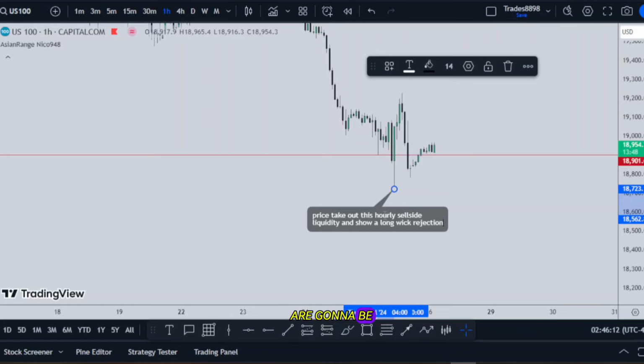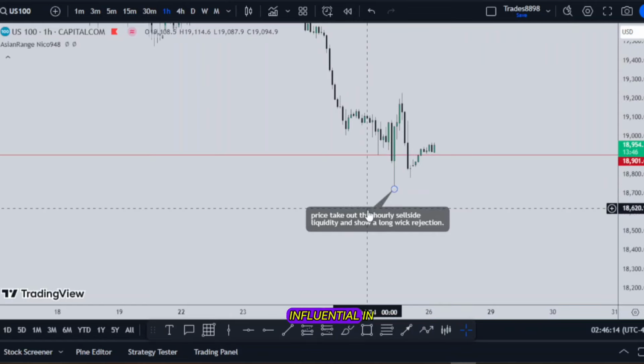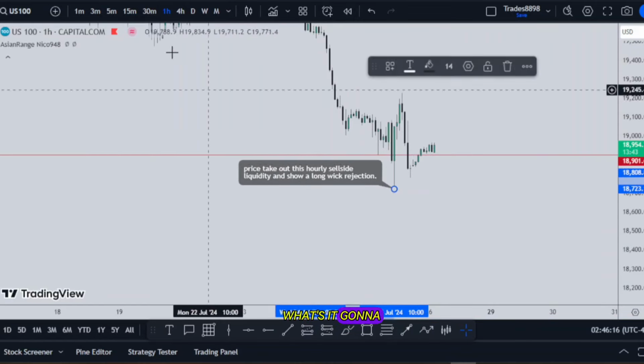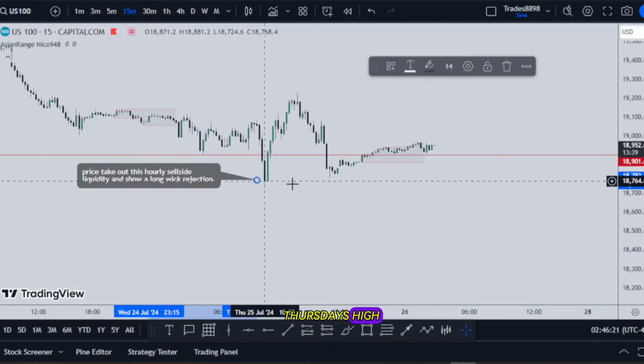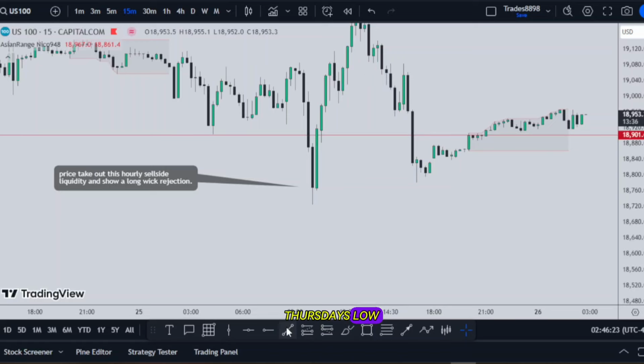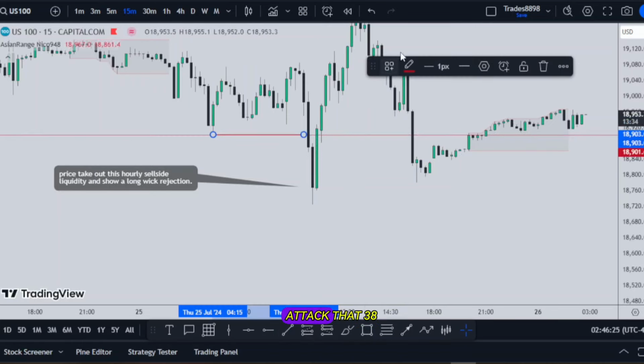I gave you the very levels that I'm going to have on my chart and what I'm looking at. Those levels are going to be influential in what price is going to do. And what's it going to do? It's going to gyrate around inside of Thursday's range. It's not going to go above Thursday's high. It's not going to go below Thursday's low. And it's going to attack that 38.64.